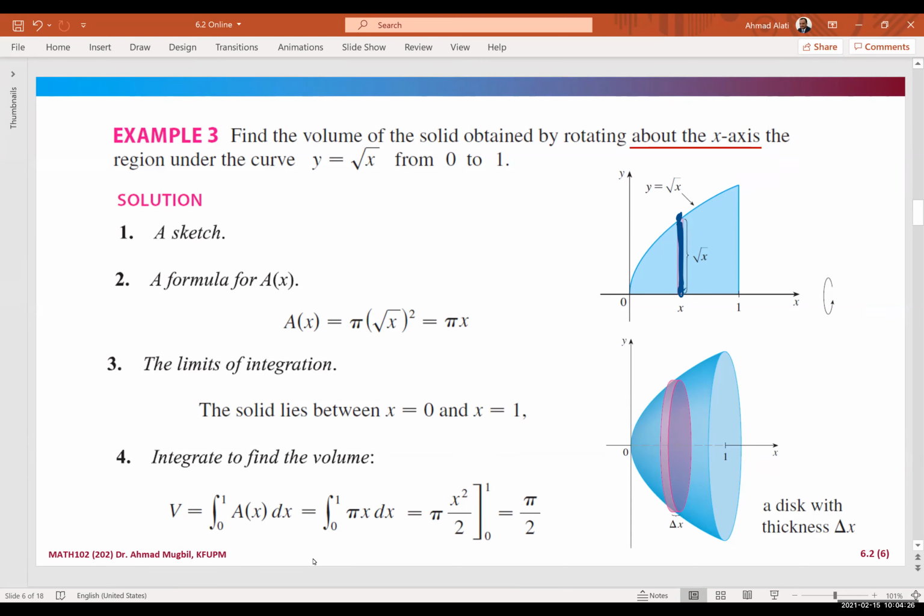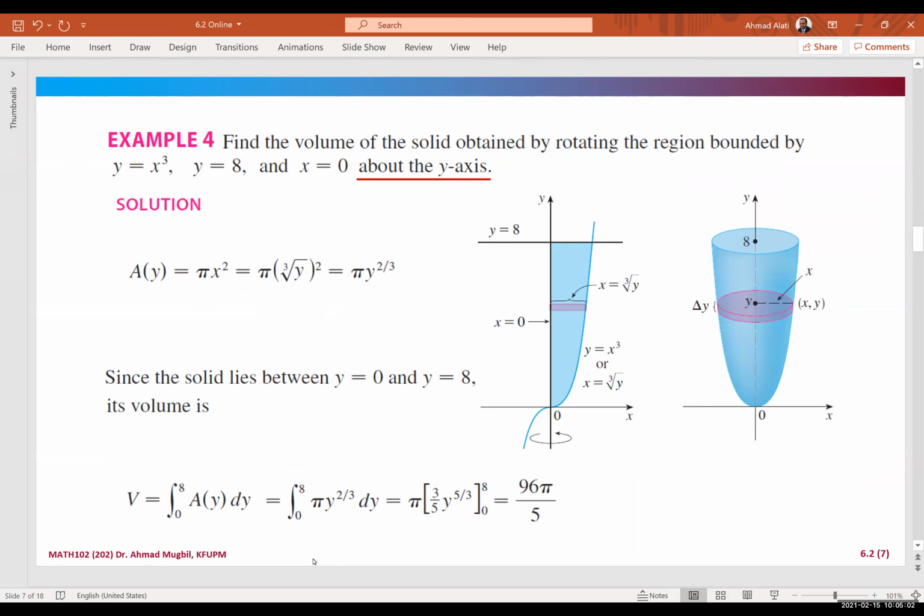Now you need to find the radius of this disk. The radius of this disk will be just the upper curve, which is here square root of x, minus the axis of rotation, which is 0. Square root of x minus 0 will give you r. It will be a function of x. You will integrate with respect to x, because here you will just draw a perpendicular line on the x-axis. After finding the radius, square it, multiply by pi, and you have the area of the cross section. Integrate it from 0 to 1. x starts from 0 to 1.